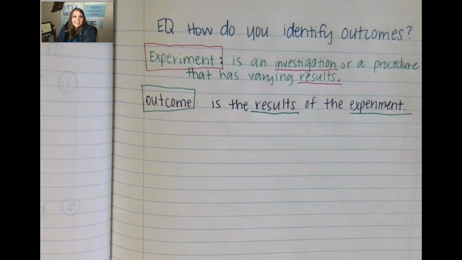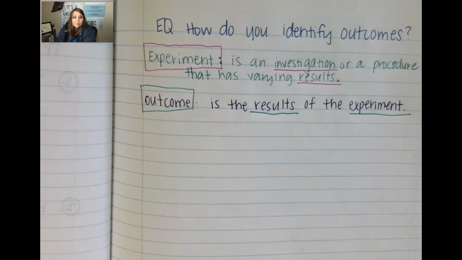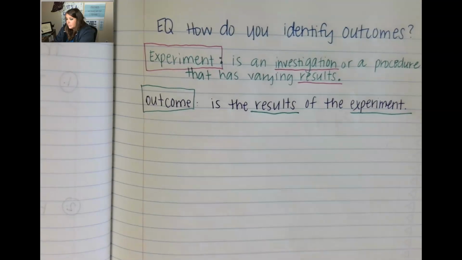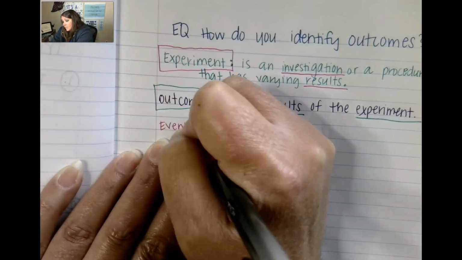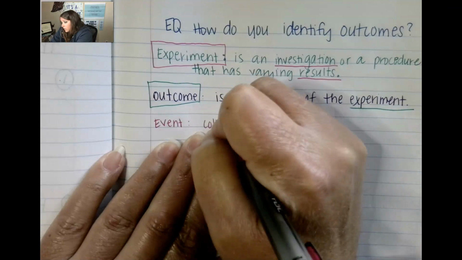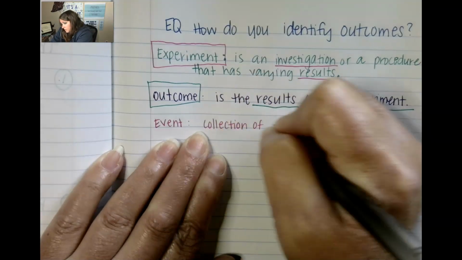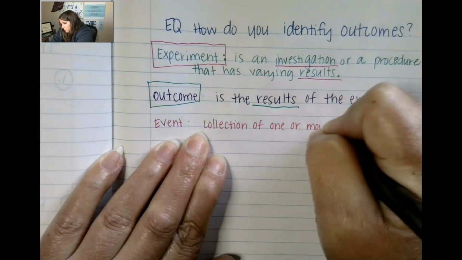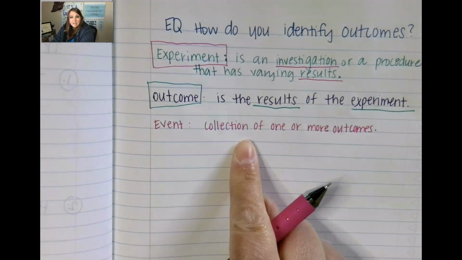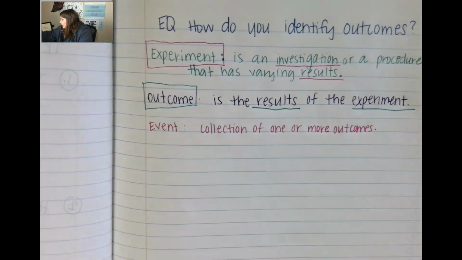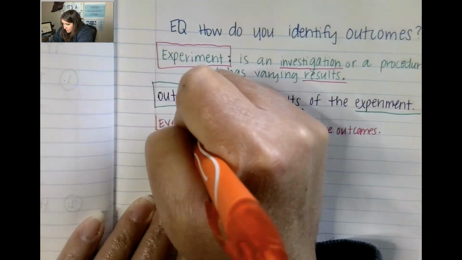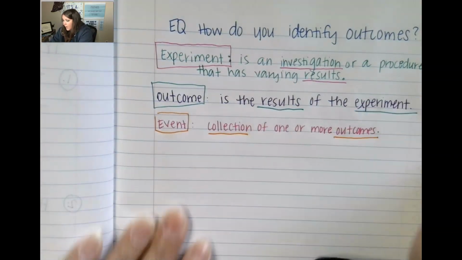Okay, our next word, I know, so many words today. Word number 3 is a collection of one or more outcomes, is called an event. When you collect the outcomes, we actually call this an event. So this is called the collection when we're collecting. So getting the data is the event. So when we get data, it's an event to collect the data. It's the collection of the outcomes.